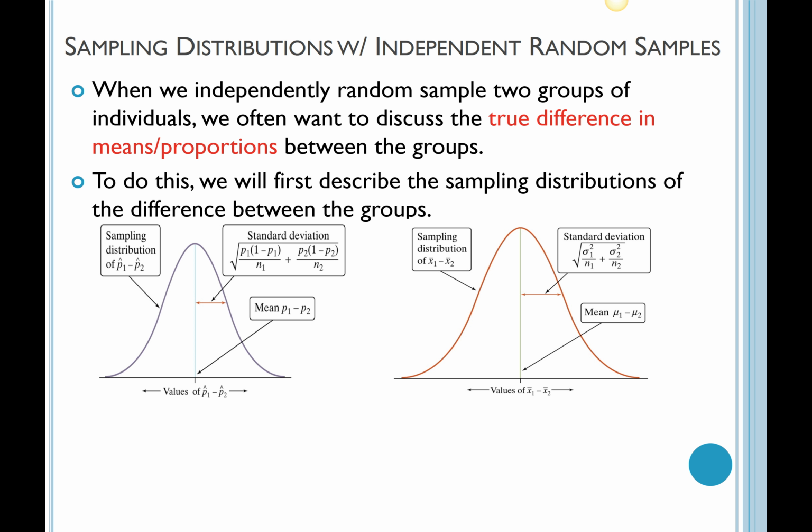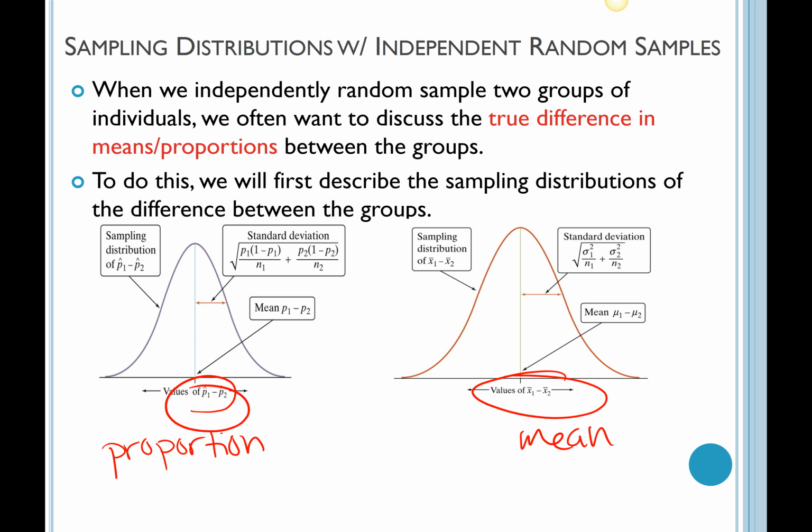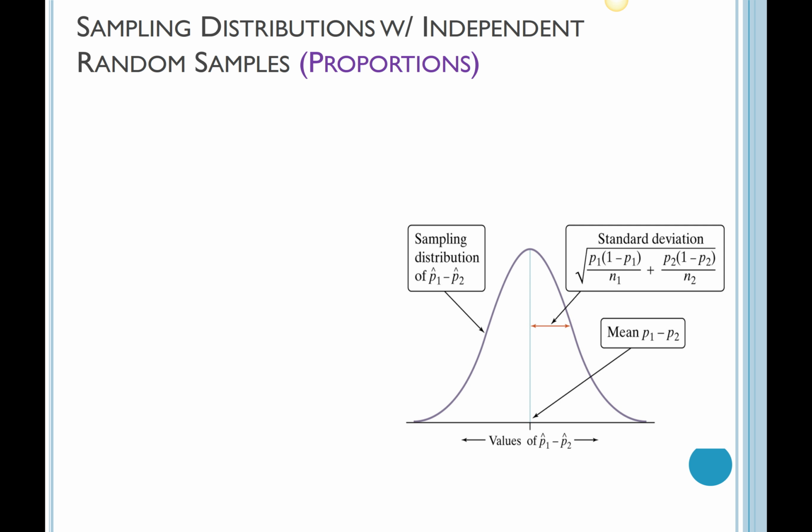Here's a graph of both the sampling distribution of the difference of 2 proportions, which is on the left, and the sampling distribution of the difference of 2 means on the right. So again, the p there, p hat sub 1 minus p hat sub 2, gives this away as being a proportion, whereas the other one is going to be a mean. So you should be able to recognize which one represents a proportion versus a mean. Okay. Let's first talk about the sampling distribution with independent random samples for proportions.